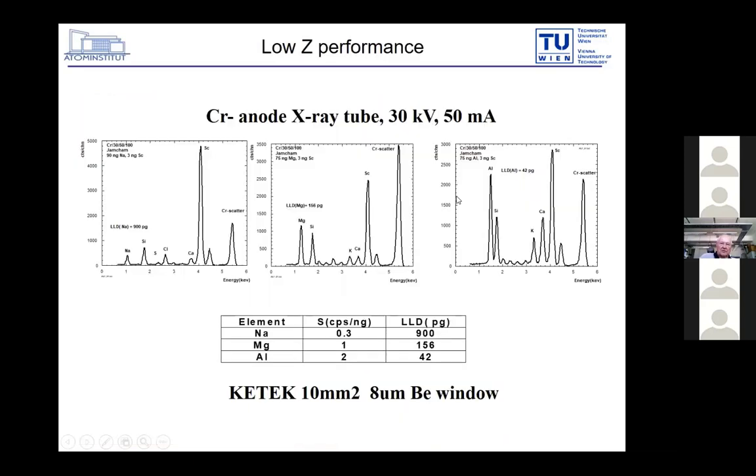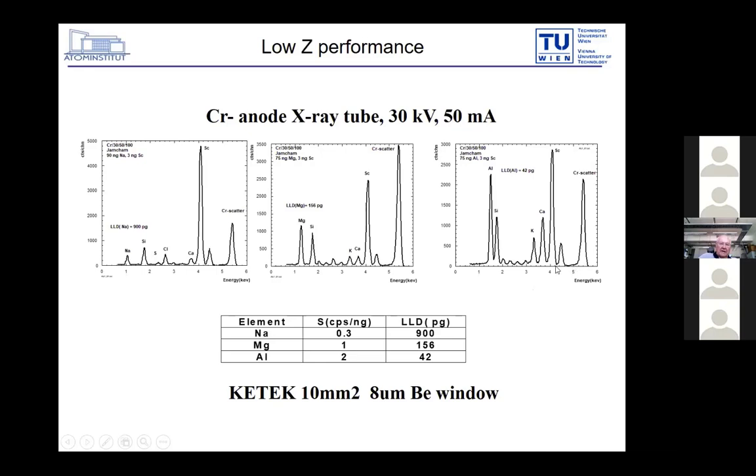Next is a result done with this chamber and a chromium anode operated at 1500 watts. And you see really impressive. We reach about 1 nanogram detection limits. And if we say in picogram, you see 900 picogram, 150, and 42 for aluminum, because it is closer. You see this high peak closer to the chromium peak.